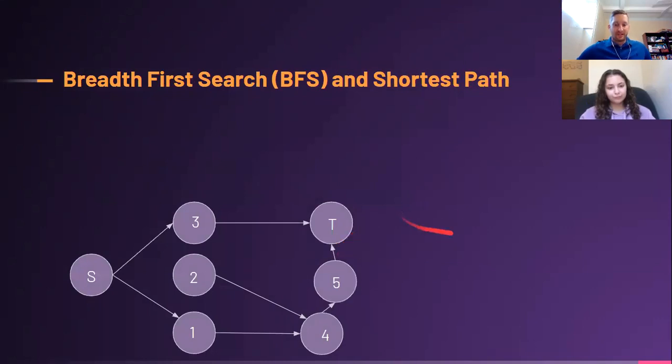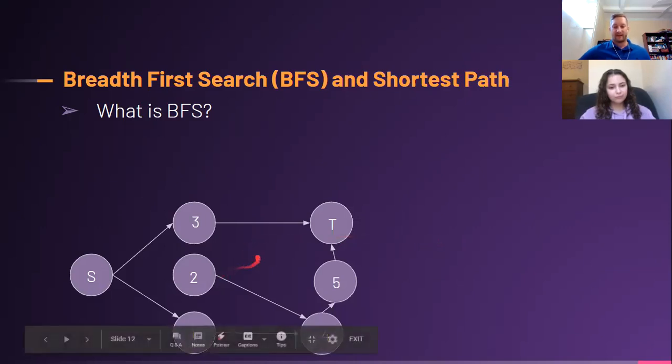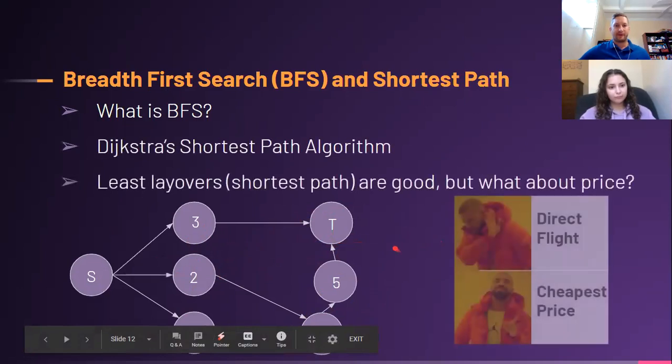So breadth first search and shortest path. So breadth first search, what is it? Breadth first search is a search algorithm that uses a queue to explore the vertices layer by layer from the initial starting node. As it moves layer by layer, it'll go through each layer until it has reached all of the other nodes in the graph. So Dijkstra's shortest path algorithm.